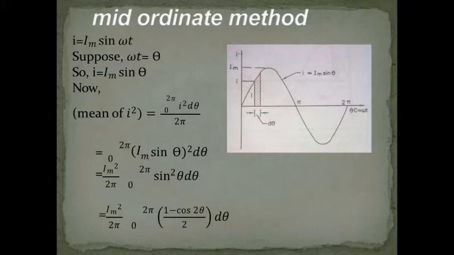What is the peak value? In a wave, the maximum value is called the peak value. This is the point where the maximum value occurs. It is denoted as Vm for voltage, and for current it is Im. So this is an alternating AC voltage or current. If it is current, the maximum value is Im.